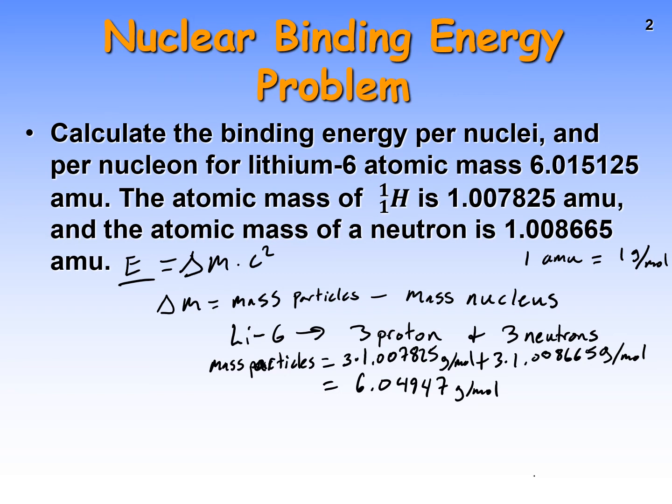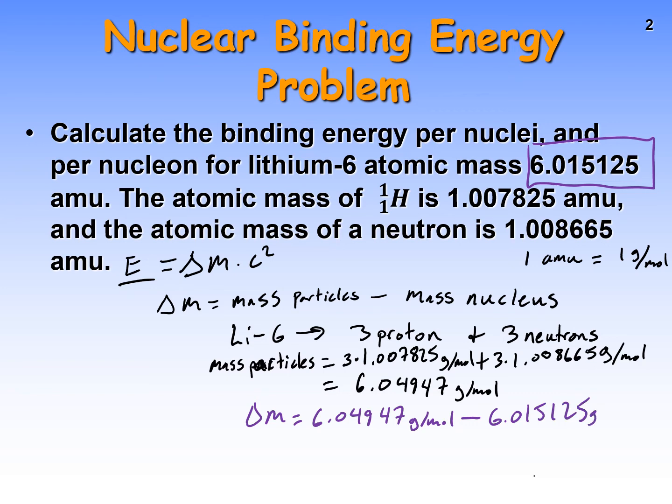So if we think about this, delta M, our mass defect, is equal to our particles minus the mass of the nucleus. And we were given the mass of the nucleus in the problem. So I have 6.04947 grams per mole here, minus 6.015125 grams per mole. And I can calculate that. So I have this 0.034345 grams per mole. But like I said on the previous slide, we can't use grams in this equation.